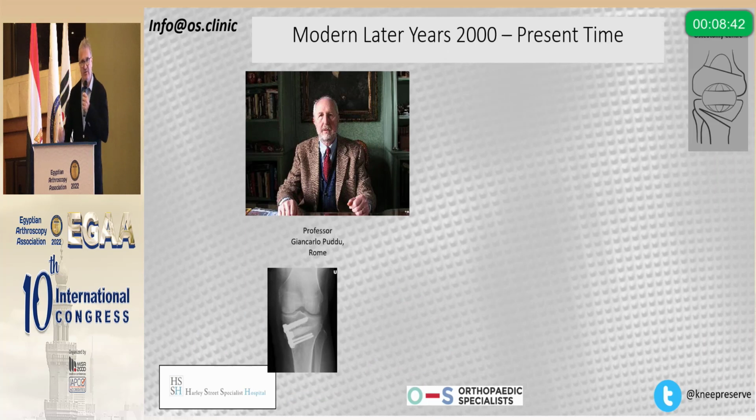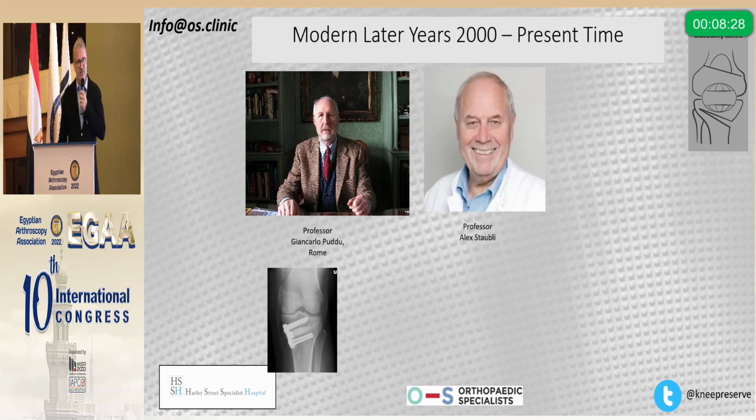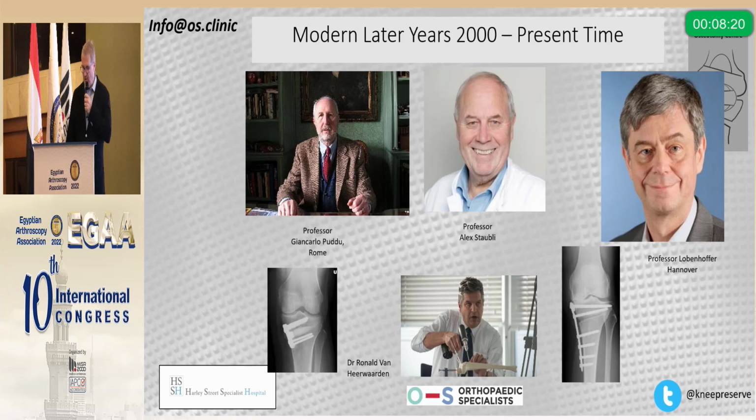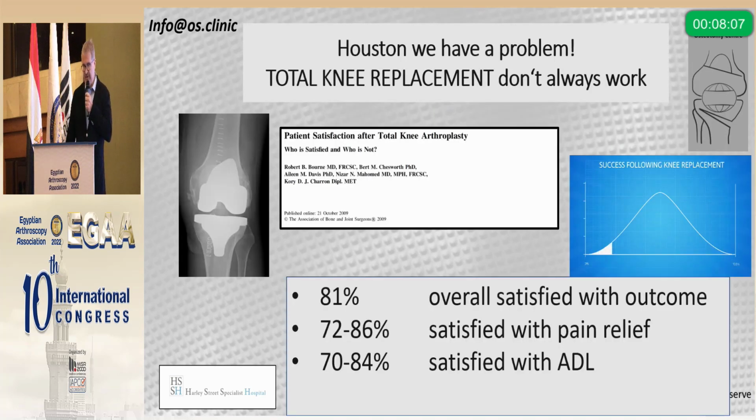This amazing gentleman, Professor Giancarlo Pudu from Rome, then came up with this fantastic idea of making the osteotomy on the medial side of the knee and fixing it with this fantastic plate that he developed. And then, as you saw, Akram showed the pictures of these great gentlemen, Professor Staubling and Ronald, and of course Philip Lobenhofer, who then developed the first internal fixator, the Tomafix. And they went on to use this and publish and present and begin really the modern era of osteotomy as it is today.